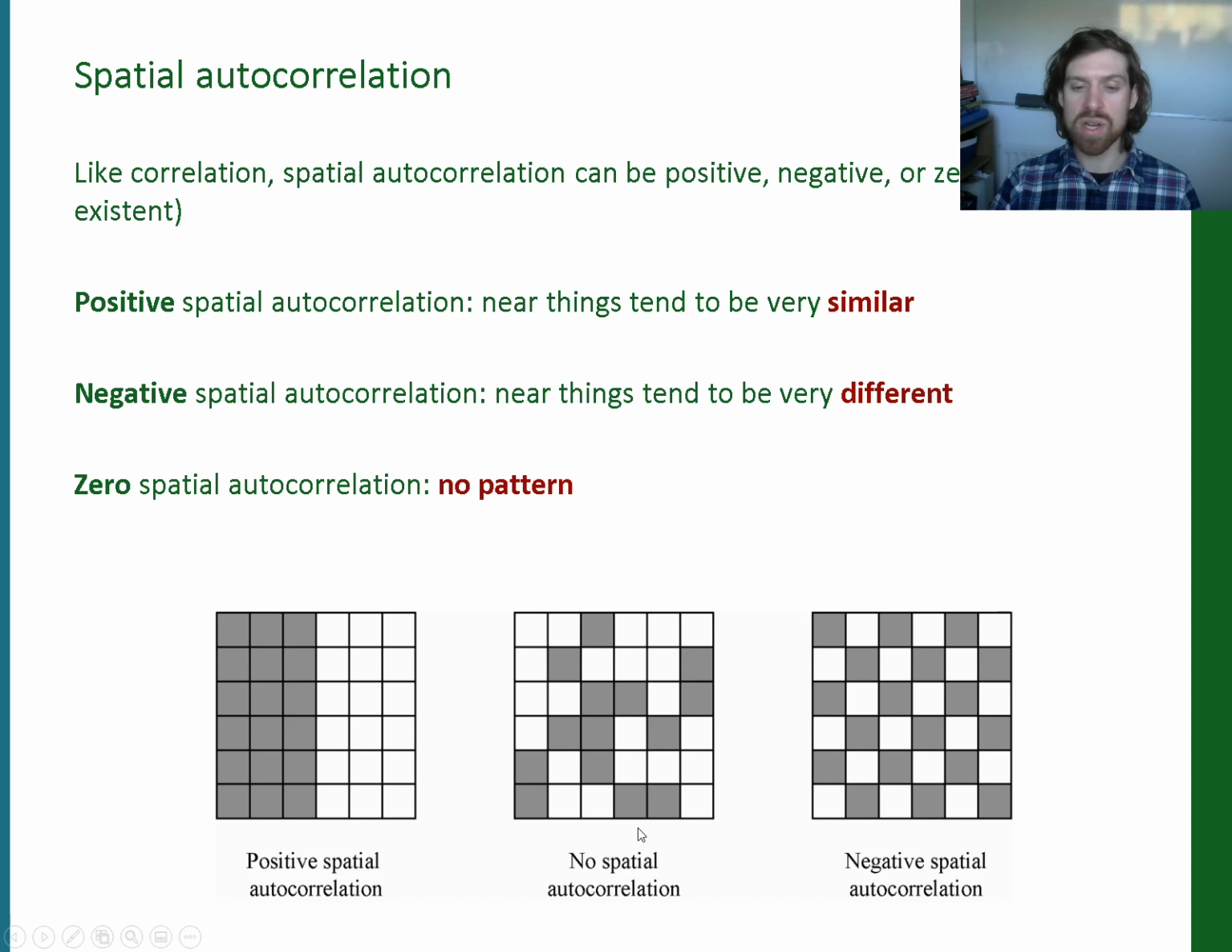There could be no spatial autocorrelation. Essentially this would just be a random pattern, as you would see here, so there's not really any discernible pattern in this particular case. Or we could have a negative spatial autocorrelation, so things that are near basically are very different. This could be the type of outcome that you could get.